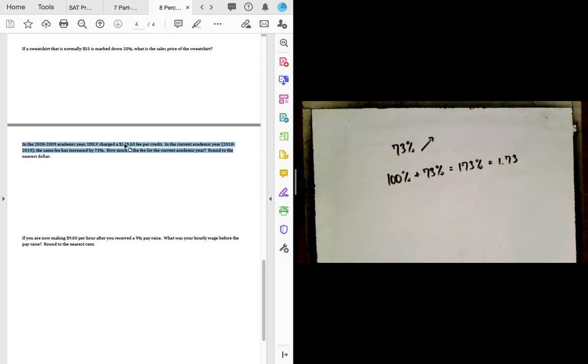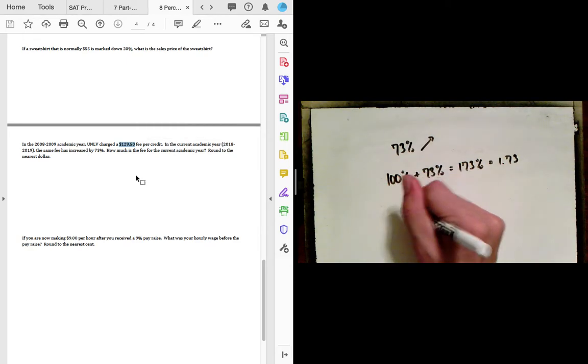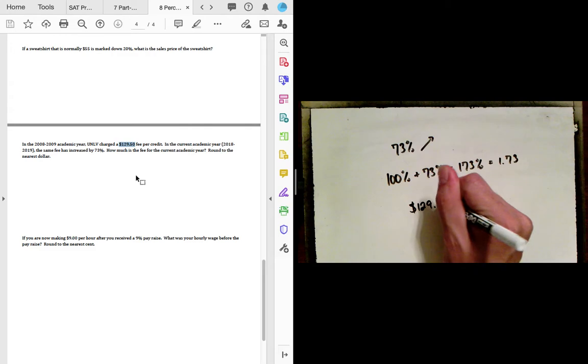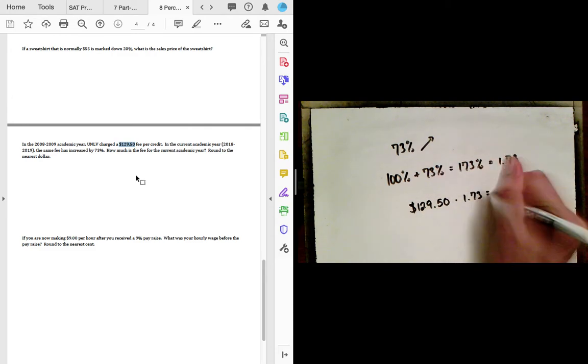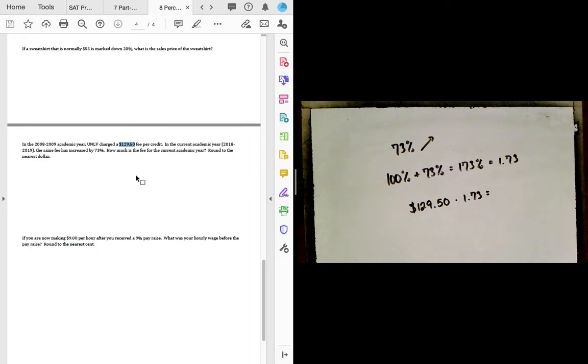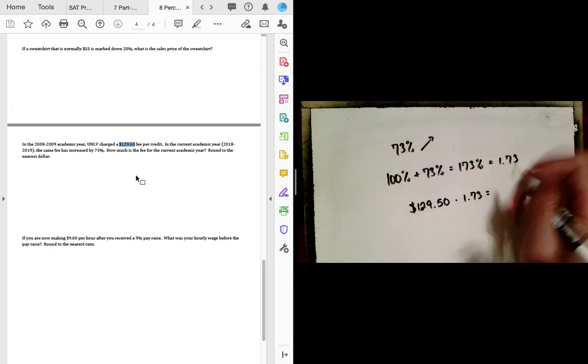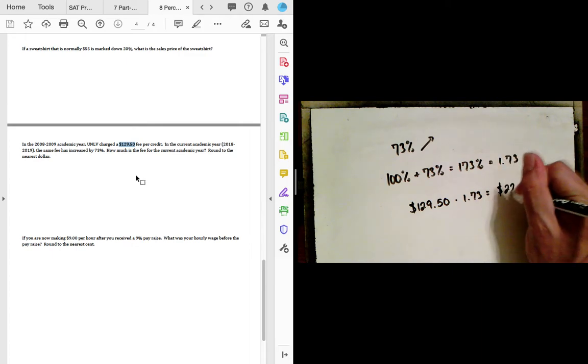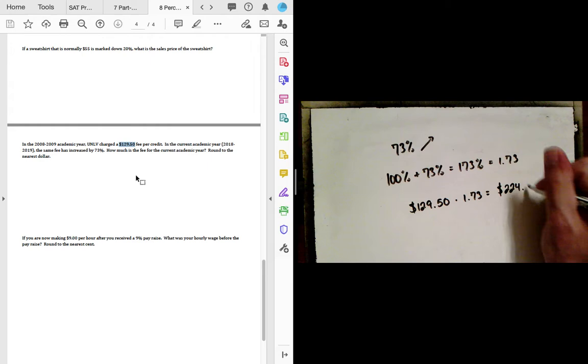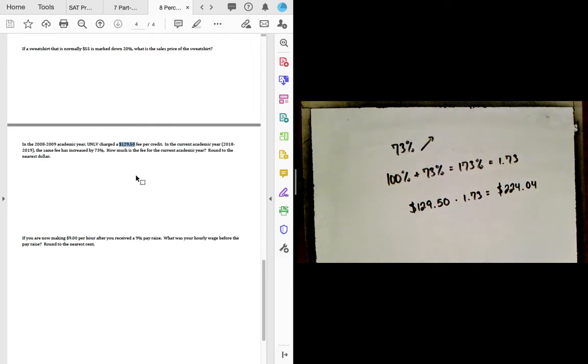And we go back and we identify what the old value is. And the old value is $129.50. So 129.50 times 1.73 does all the math for us in one step. And we get, rounded to the nearest cent, don't forget to always round to two decimal places, $224.04 is our new value.